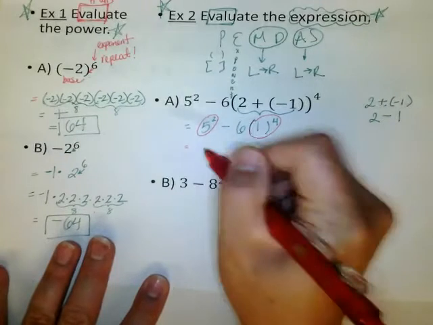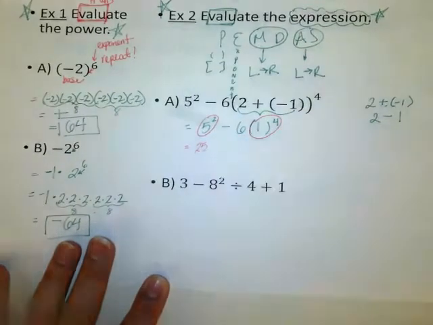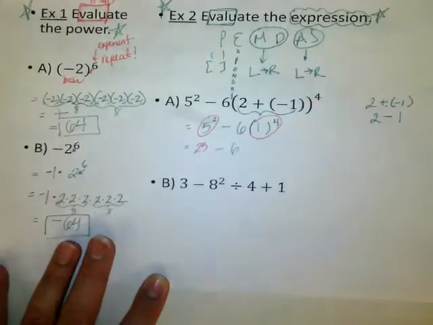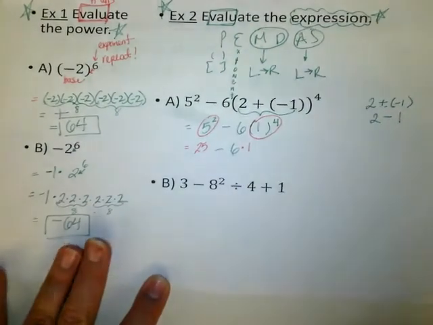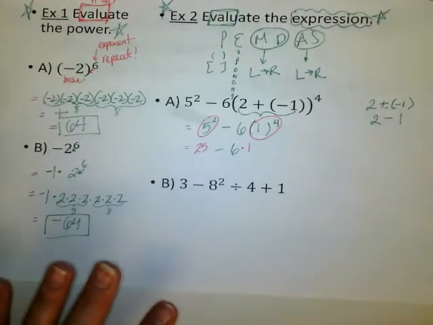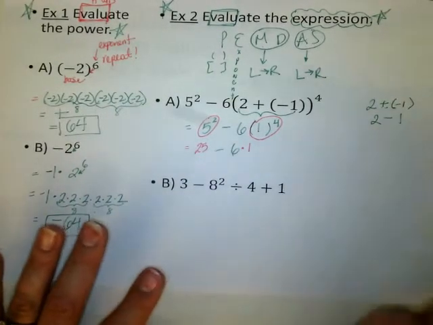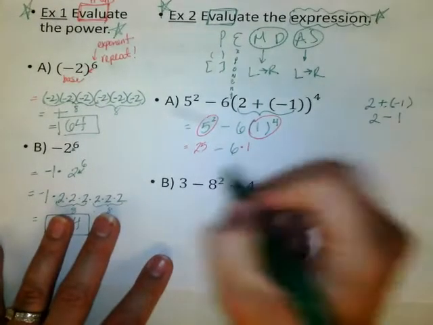5 squared is 25. We have a minus 6. And then we have 1 to the 4th. What is 1 to the 4th power? 1. Yeah. 1 times 1 times 1 times 1. Very good. And then what do you want to do? Yeah, technically multiply, but really 6 times 1 is just 6.